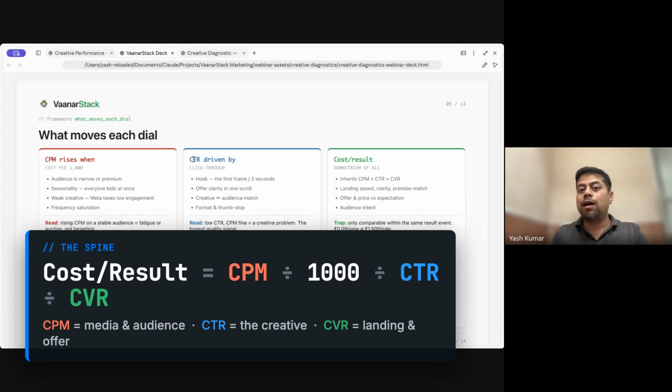Whereas CTR, which is the click-through rate, how many people are clicking on the ads, is driven by the hook of the ad. What is the first frame? What are people seeing? Offer clarity. What are we offering? What is the creative to audience match? What format and thumb stop? And similarly, cost per result inherits everything, like the CPM, CTR, as well as conversion rate. But within conversion rate, there is more of landing page clarity, what is the promise match, etc. and all.